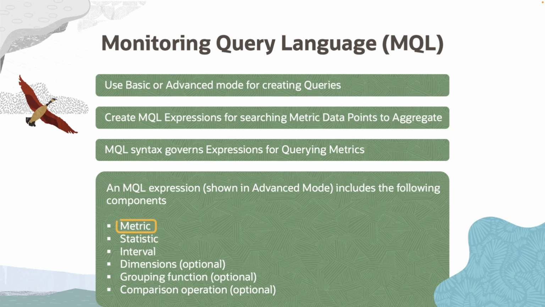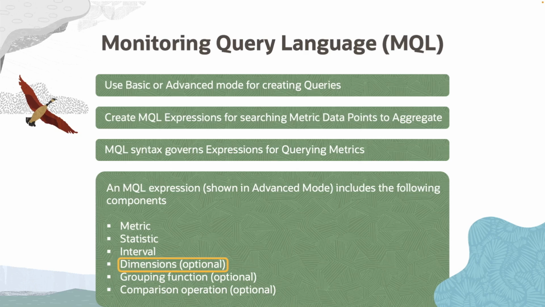The first component is the metric. We saw that a metric is a measurement that is related to the resource in the query. The statistic is a function applied to convert a set of raw data points into aggregated data. The interval is used along with the statistic function, and it is the time window at what intervals the data should be aggregated.